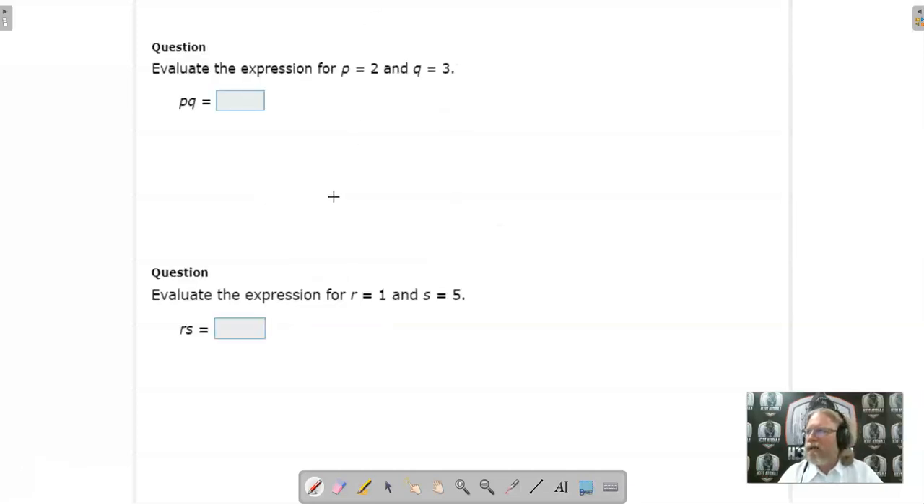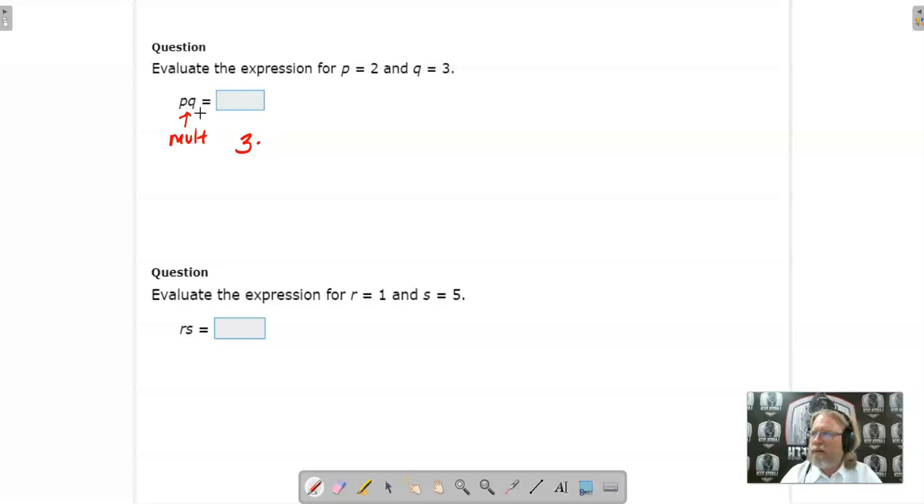So let's look at our next couple of problems. It is up here on this top question. Evaluate the expression for P equals 2 and Q equals 3. So we have PQ here, and notice that there's no operation sign in between. Hopefully you'll recognize that this is going to be multiplication, so we need to multiply. We're going to go ahead and substitute for P. We have 3, and we need to multiply that. I'm going to use a dot instead of the x, because I don't want to confuse it with a variable x.